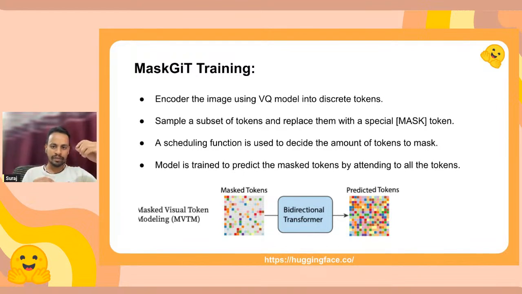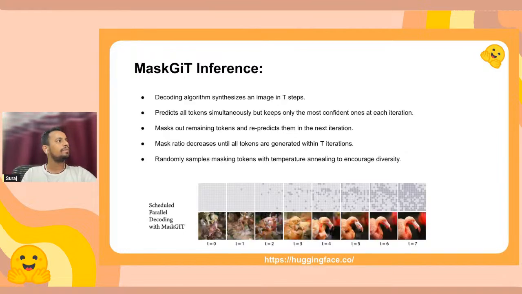You use a variable masking schedule. For example, for one example you would mask 40%, for another example you would mask all of the tokens. For some examples you would mask just 5%, 10%, or 1% of the tokens, and then the model is trained to predict these masked tokens.